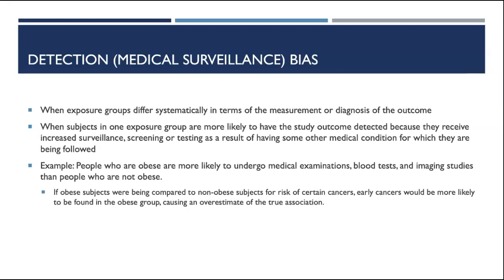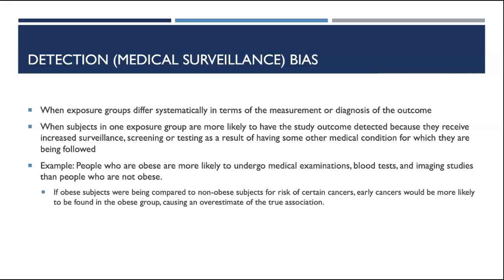There's also what we call detection or medical surveillance bias. This is when the exposure groups differ systematically in terms of the measurement or diagnosis of the outcome. This often happens when the exposure is a medical condition and medical records are used to assess the outcome measure. So when subjects in one exposure group are more likely to have the study outcome detected because they received increased surveillance, screening, or testing as a result of having some other medical condition for which they were being followed.